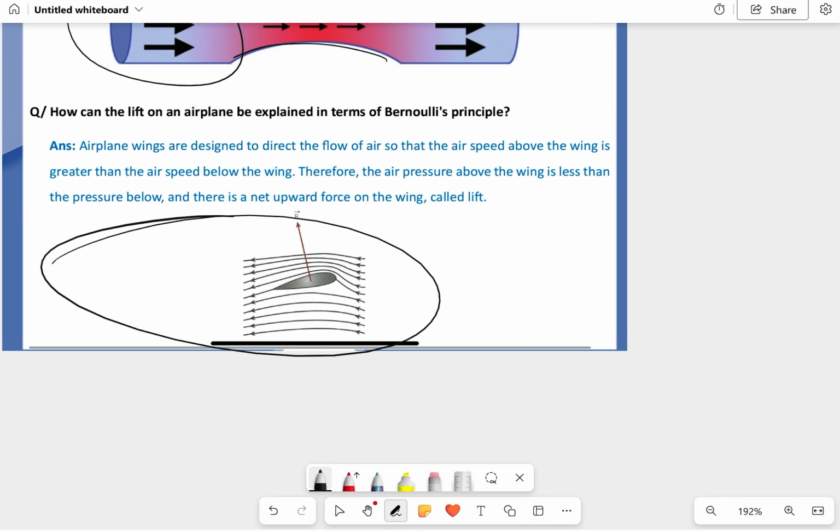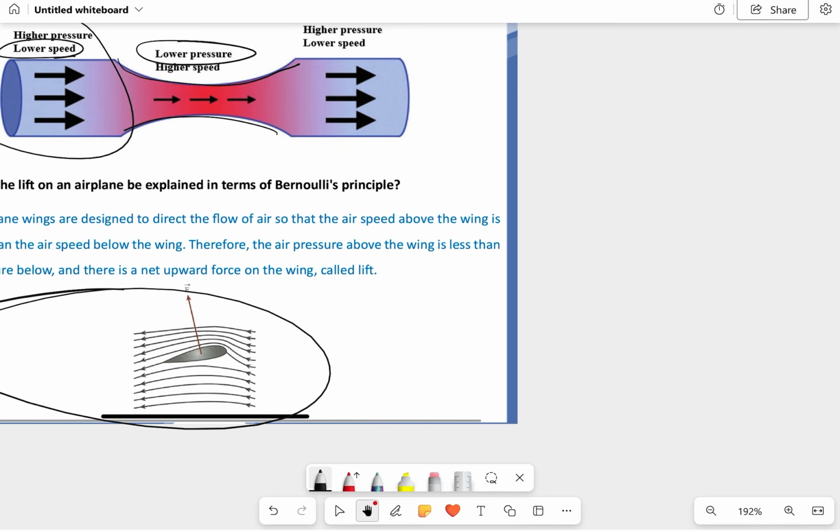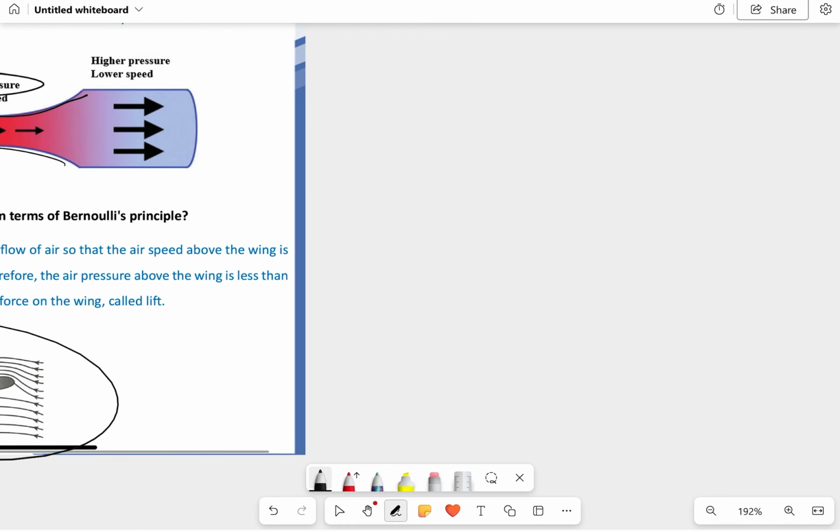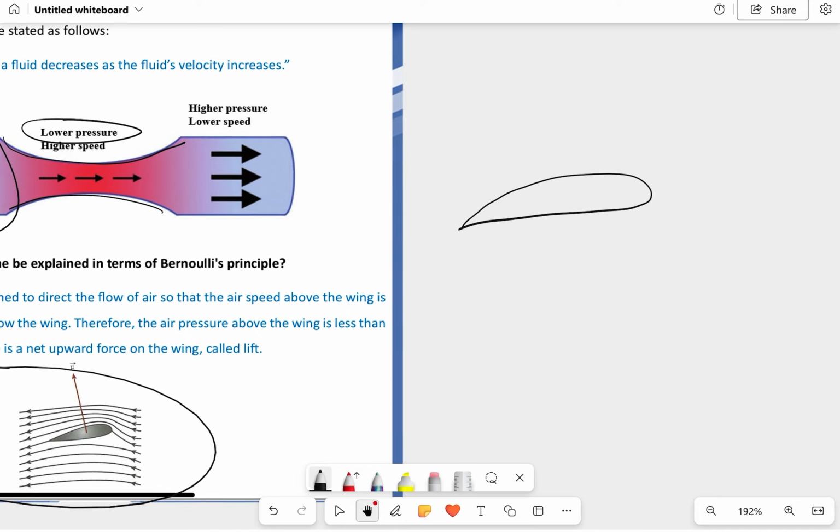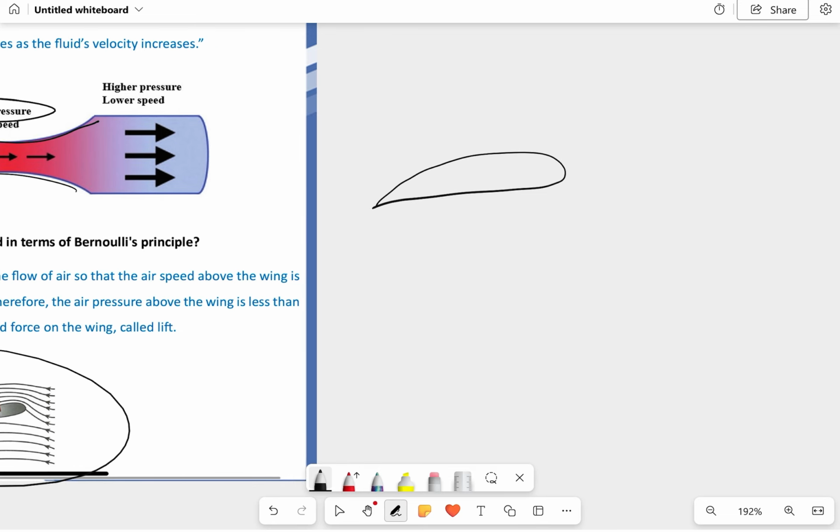How can a lift on an airplane be explained in terms of Bernoulli's principle? So you have this, guys. This is, let's say, the wing of an airplane. How can Bernoulli's principle be applied to this one?